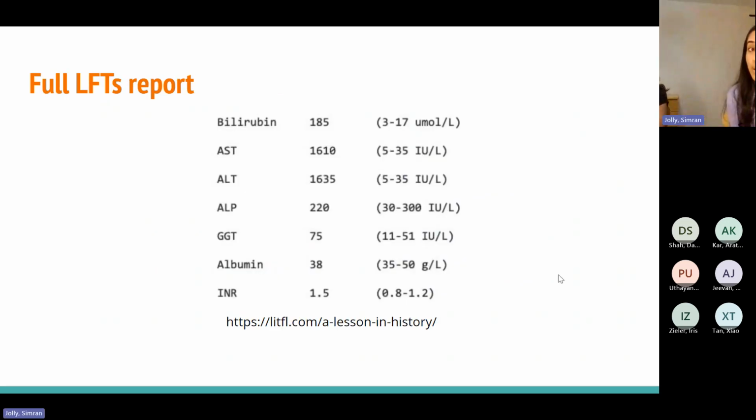So this is what your LFTs might look like. The reference ranges change in different scenarios, so your pass marks are different, but it's important to note that in your final exams, you'll be given your reference ranges for whatever value they give you, so you don't need to remember them. But it is a good idea to have an idea of what looks wrong and what looks right. So for example, here the AST and ALT are in the thousands, which should straight away ring alarm bells in your head when looking at this.